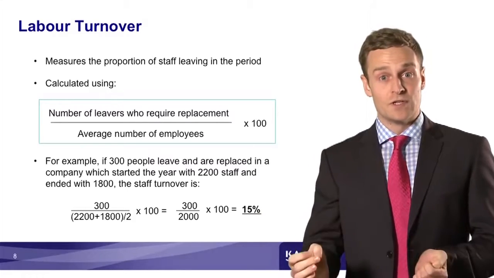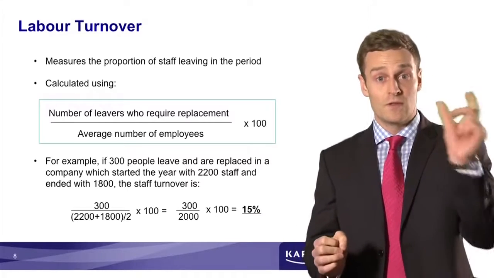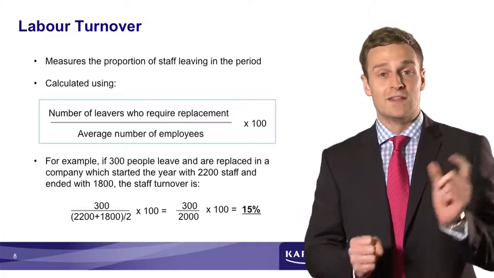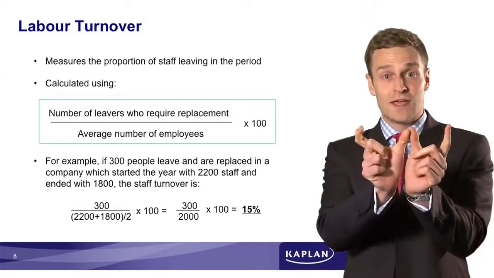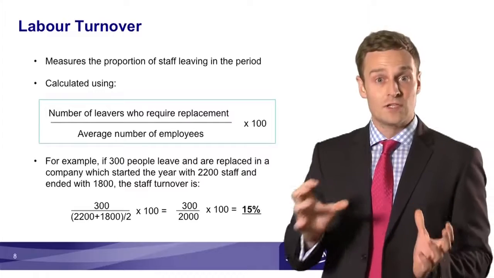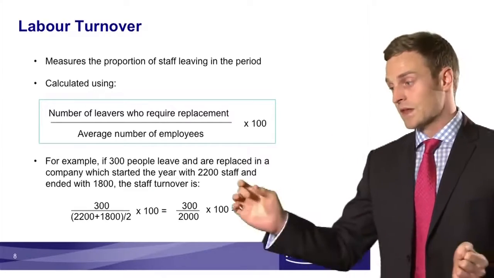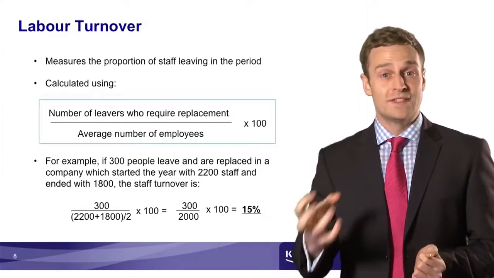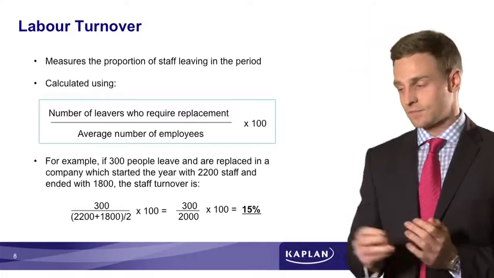And to calculate your average number of staff for the period, you just take your staff at the start of the year and your staff at the end of the year, add them together and divide them by 2 to get your average number of staff for that period. Times that by 100, and then we get this percentage labour turnover.